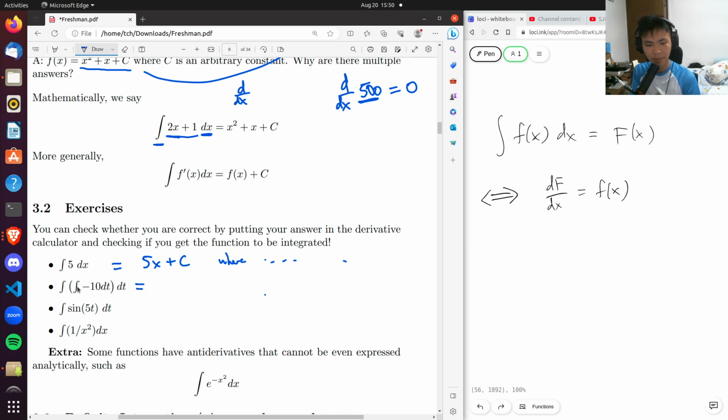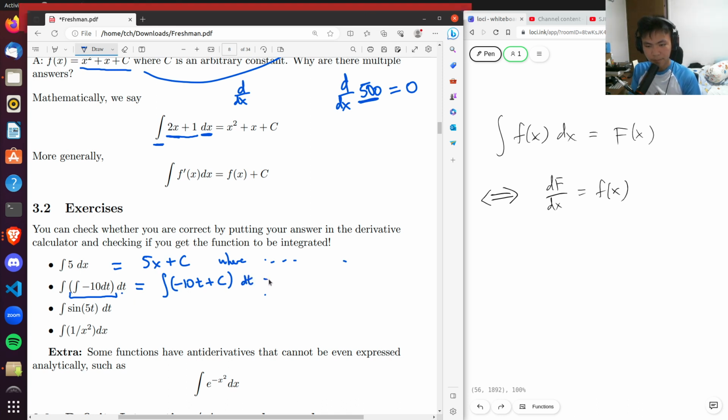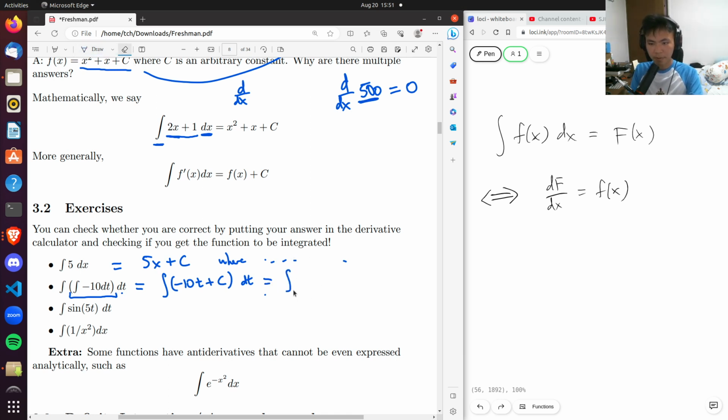So in this case, the integral of the integral of minus 10 dt: let's perform the inner integral first. The inner integral is minus 10 t plus c. And then I'm integrating this with respect to dt. So I integrate this again, and you'll see that this gives us minus 5t squared plus ct plus d.